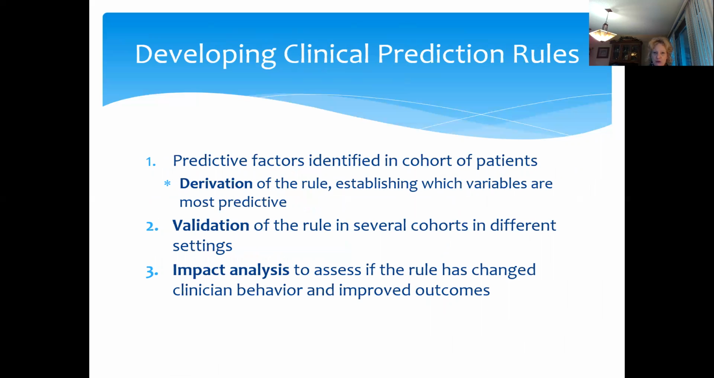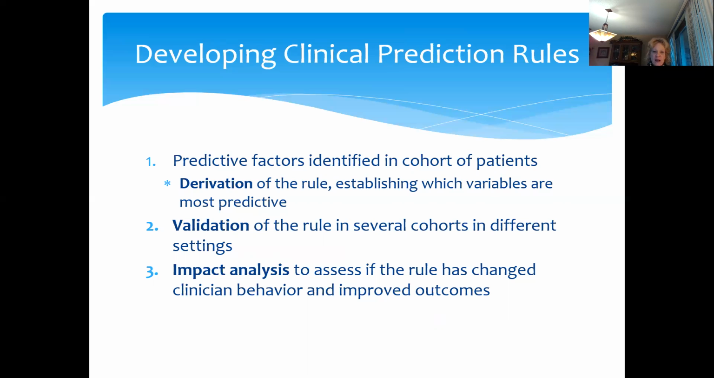So how do we approach this? There's a variety of steps here that I just want to walk you through. So if you're developing a clinical prediction rule for a certain cohort of patients, you are going to come up with predictive factors that you identify in your study in this cohort of patients. And you're going to determine what the rules are and establish from your previous findings which variables are most predictive.